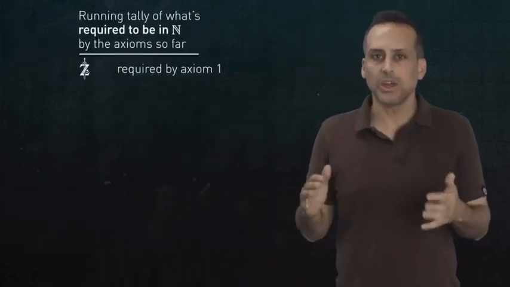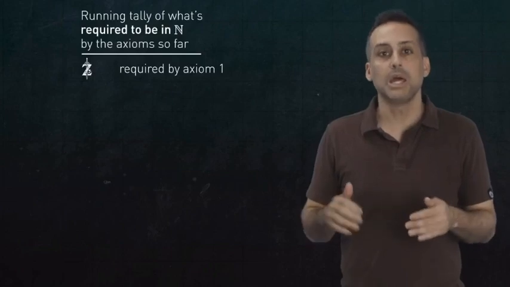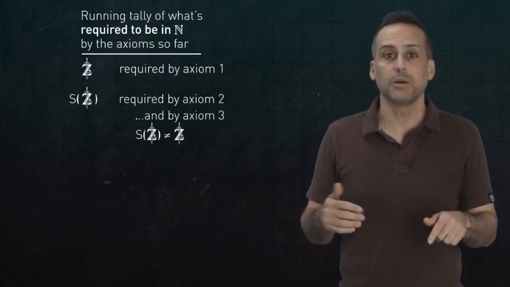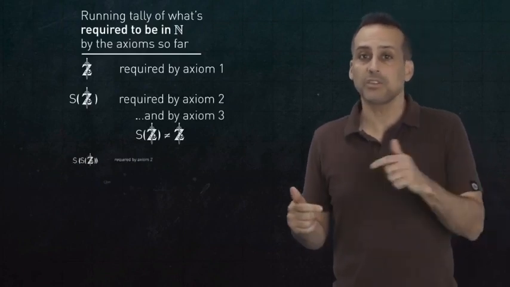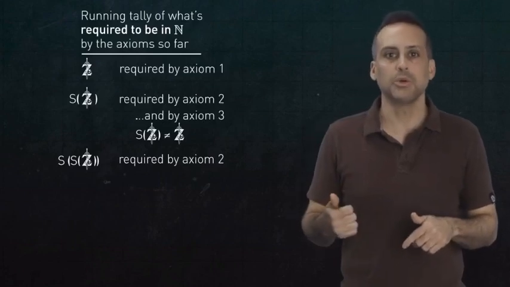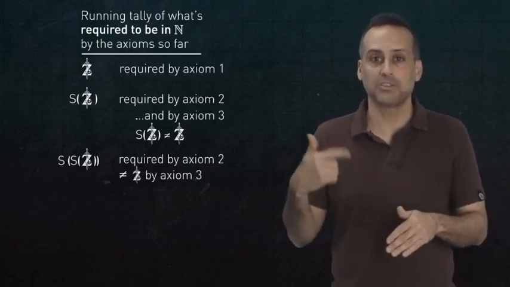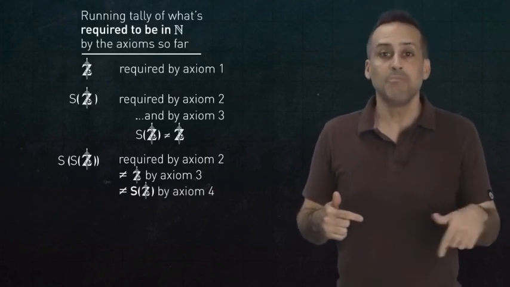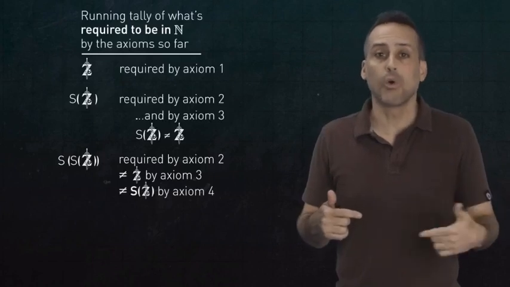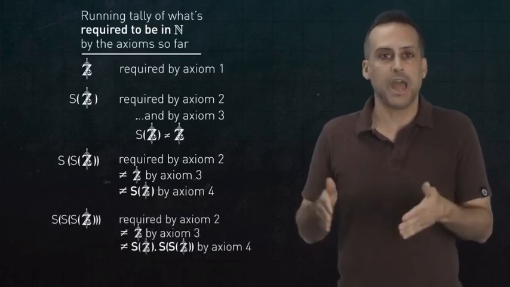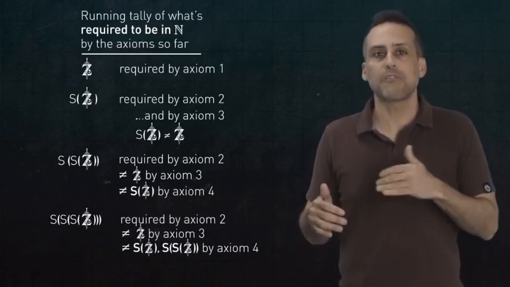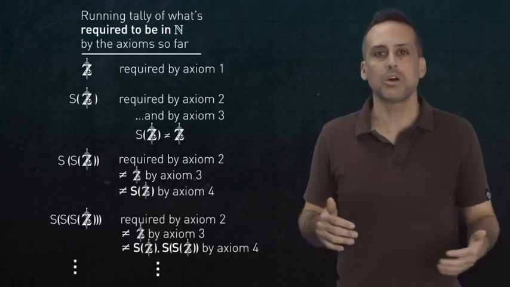Watch. Zelda is in our set by axiom 1. S of Zelda is in our set by axiom 2, and it's different from Zelda by axiom 3, and different from S of Zelda by axiom 4. Now we keep using axioms 2, 3, and 4 over and over. So S of S of Zelda will be in the set, and it's different from Zelda and from every element we've already mentioned, and so on and so on.